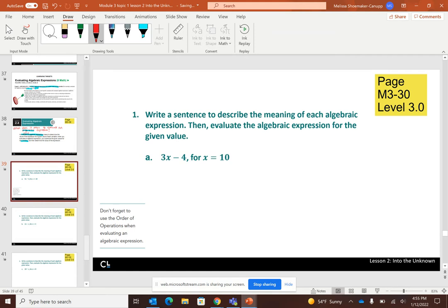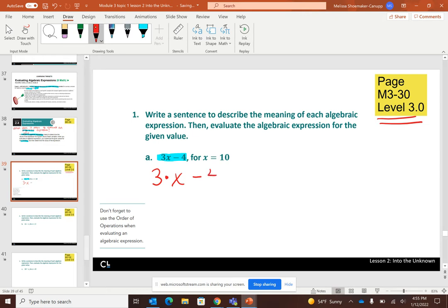So we are going up to a level 3 right now. So let's see what we can do. The first thing that you need to look at is 3x minus 4. You need to understand what that means. That means 3 times something. We don't know what number it is right now. It's just going to be an x for now. We don't know for sure what it is.